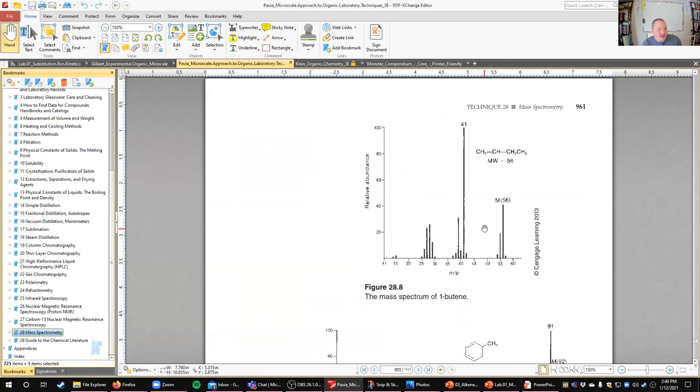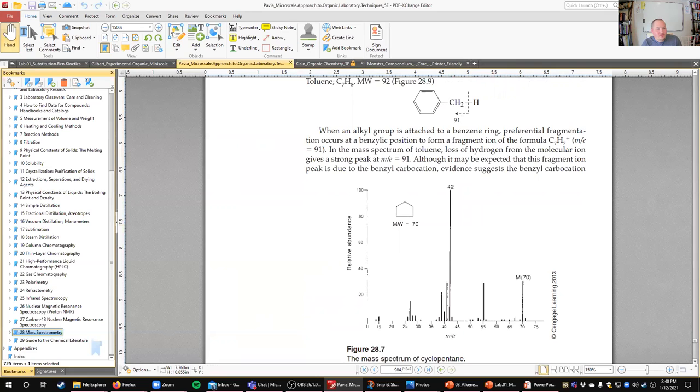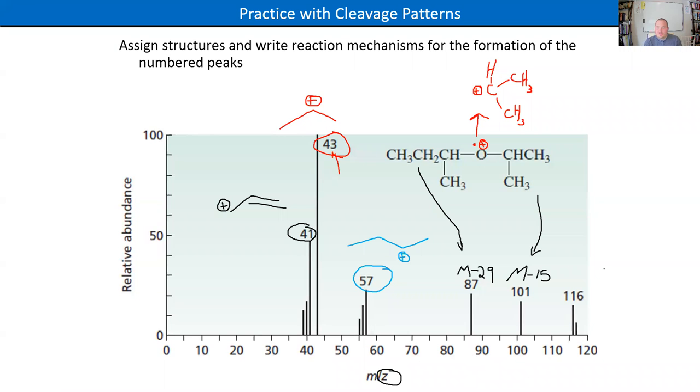And this is not something that I spent as much time on in college or grad school as NMR. So if I get a little bit more hand wavy on mass spec, it's because I don't know it as well as I do NMR.